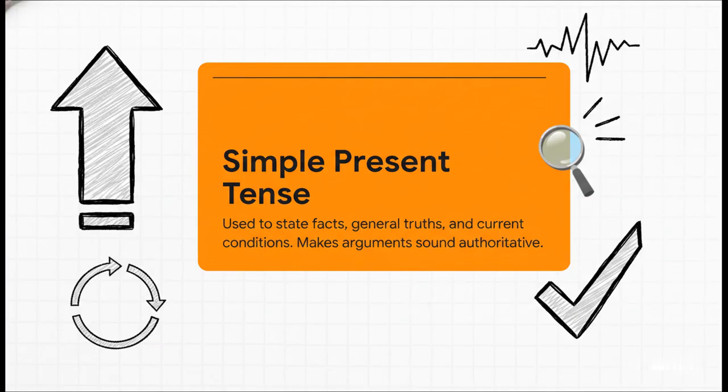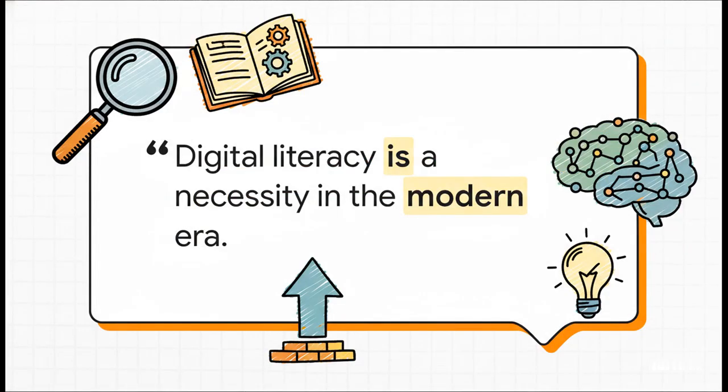When you state your opinion in the present tense, it sounds like a fact. It's not, well, I think this could be true. No, it's this is true. See the difference? It's so much more confident, so much more authoritative. Just look at this example right here. It doesn't say digital literacy will be a necessity or might be one. It says it is a necessity. That one little word, is, makes the whole thing sound like an undeniable truth, not just someone's opinion. That's the simple present tense doing its magic.